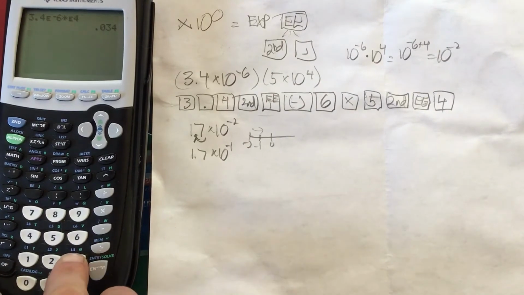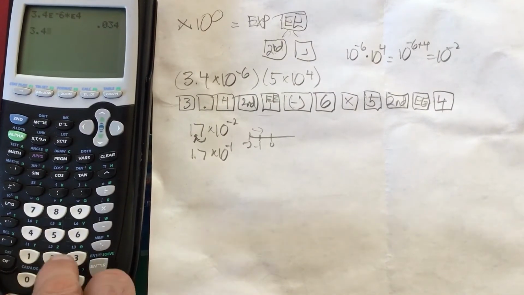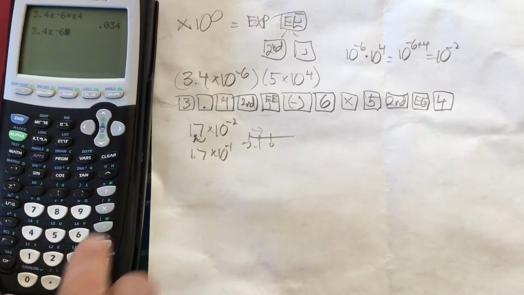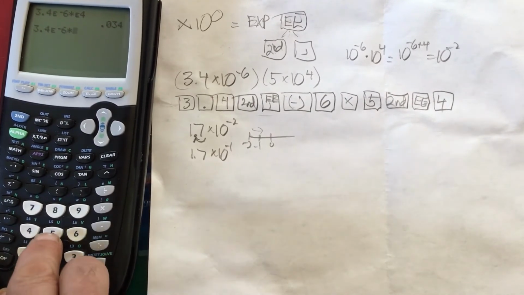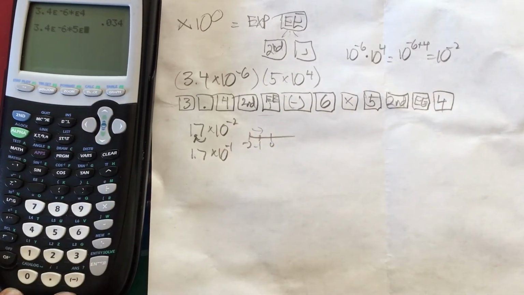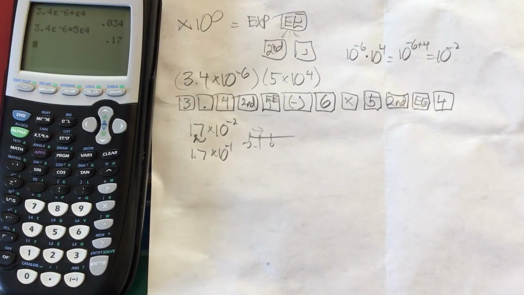So let me do it again. 3.4 e negative 6 times, and I didn't hit the 5 last time, 5 second e 4. And now we get 0.17, which is 1.7 times 10 to the negative 1. Okay, so again, if you estimate these, I didn't intentionally make an error there in the calculator, but if you estimate your answer, you should be close enough that you'll find any silly errors like I had on that one.